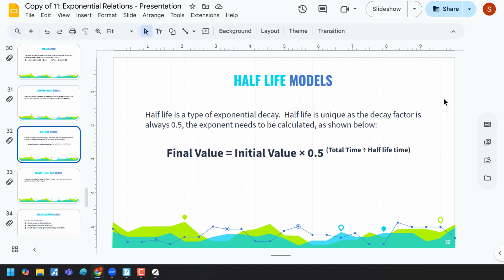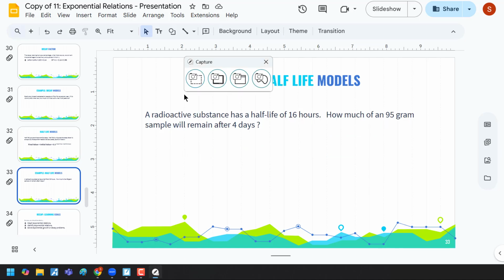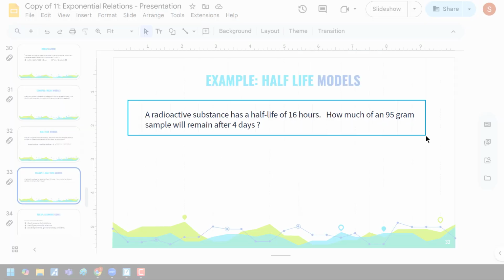Half-life models. So half-life is a type of exponential decay, so it's like your decay model, except half-life is unique as the decay factor is always 0.5. The exponent needs to be calculated as shown below. So half-life is just a specific decay model, and this is the formula for that. So let's do this question here.